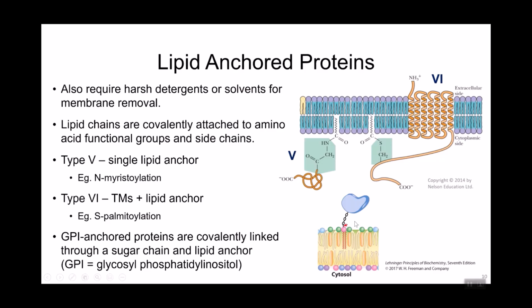So if you remember from the last lecture, lipids can have sugars attached to them, and GPI stands for glycosyl phosphatidylinositol. So these membrane proteins are attached to a phosphatidylinositol lipid, so this would be found in the membrane, and then that lipid has a sugar chain attached to it, which would then be covalently attached to your protein. And this would be a form of post-translational modification.